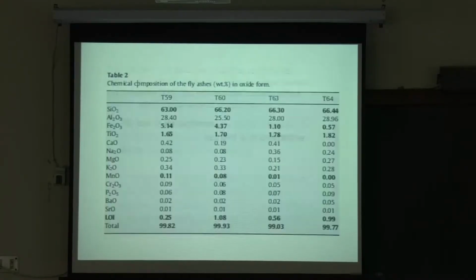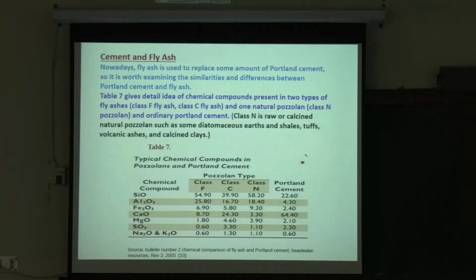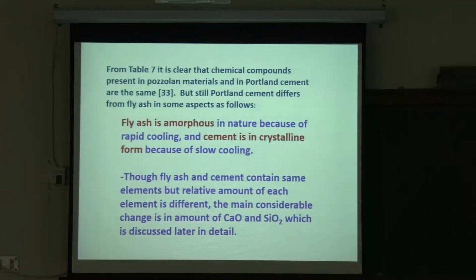Now, table 7 is this one. From table 7, it is clear that chemical compounds present in pozzolan materials and in Portland cements are the same. But still, Portland cement differs from fly ash in certain aspects. Fly ash is amorphous in nature because of rapid cooling, whereas cement is in crystalline form because of slow cooling.